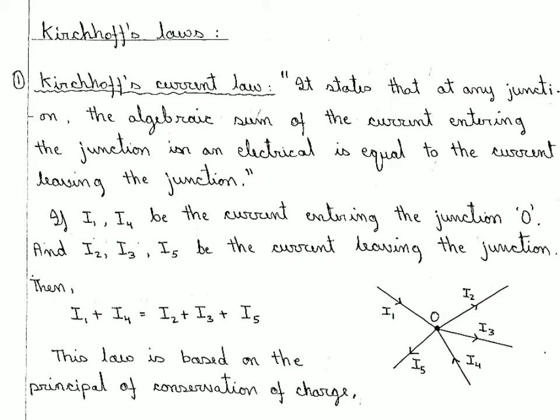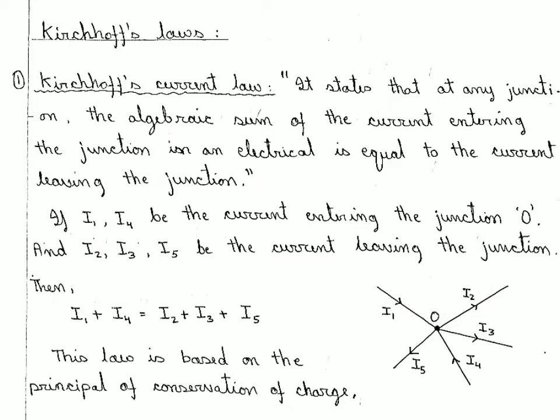Remember, we have used this law while studying a combination of resistors in parallel. There the current entering is I and the currents leaving the junction are I1, I2, and I3. If we can recall that, we have used this law in obtaining the expression of the equivalent resistance in the parallel combination.